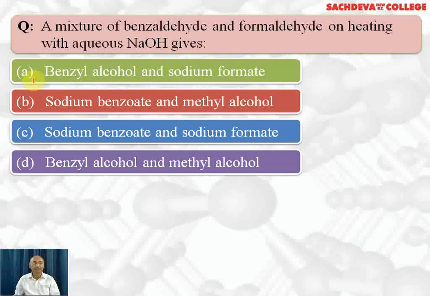Other options are ruled out because benzaldehyde is a weaker reducing agent as compared to formaldehyde, so the second option is out. Both acids or both alcohols cannot be formed. Correct answer is A part.